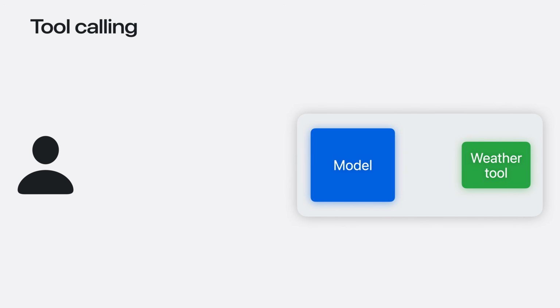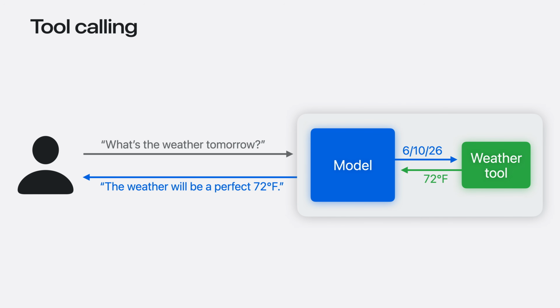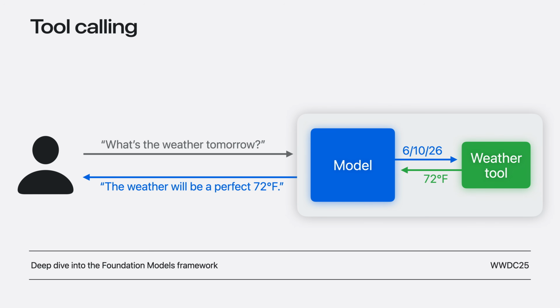For example, I can have a weather tool, which fetches a weather forecast for a specific day. My prompt is a question about the weather. The model can't answer the question by itself, so it makes a tool call to the weather tool. When a model makes a tool call, it will generate arguments needed by the tool. In this case, the argument will be the date that the model wants to fetch the weather for. The tool will then fetch the weather for the requested date and report back to the model. Now the model can respond to the question about the weather. For more information on tool calling, check out Deep Dive into the Foundation Models framework.